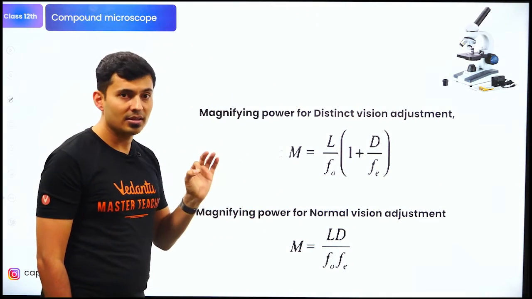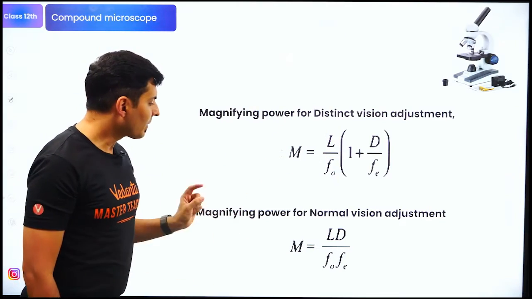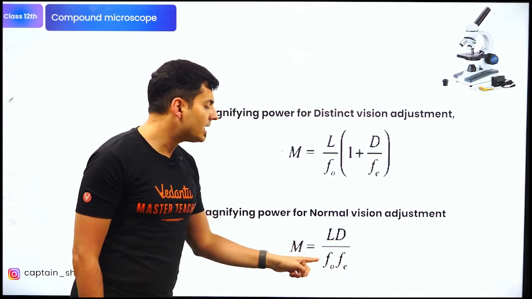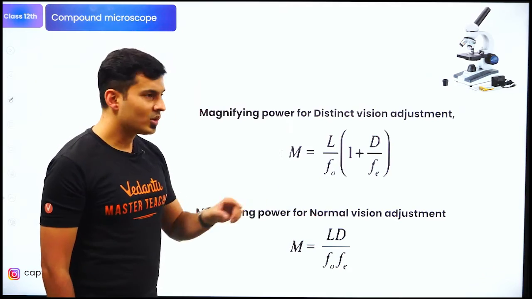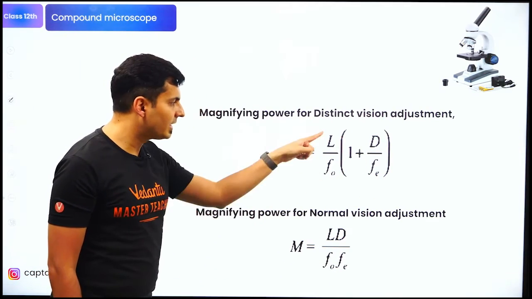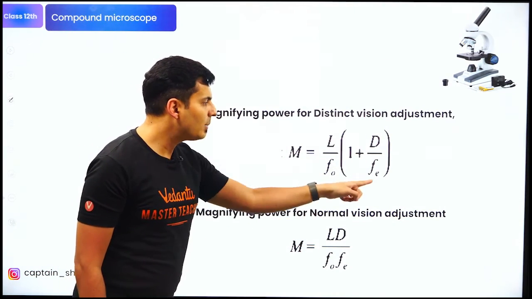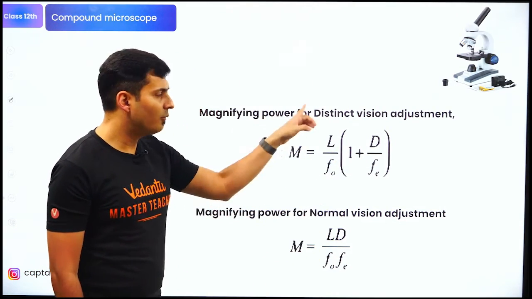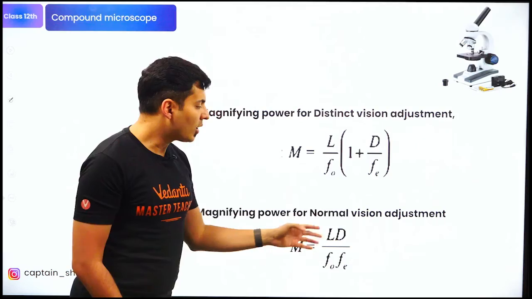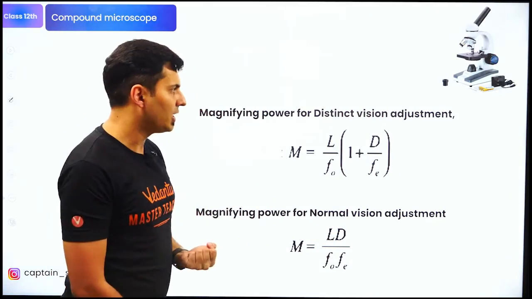That's for least distance. But if you want to relax your eyes, then the image will be formed really far, and in that case, it is just L D upon f naught f e. So this 1 is not going to be there, that's all. The rest of the formula is as it is. So it's actually simple to remember. L by f naught, L by f naught, D by f e, D by f e. 1 is there for extra magnification. For normal vision, when your eyes are relaxed, you do not get that much magnification.